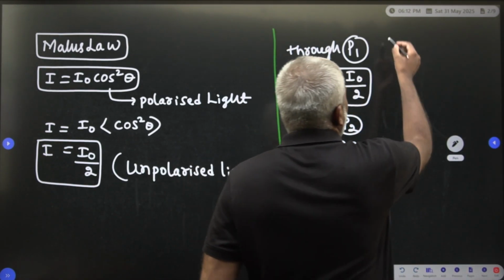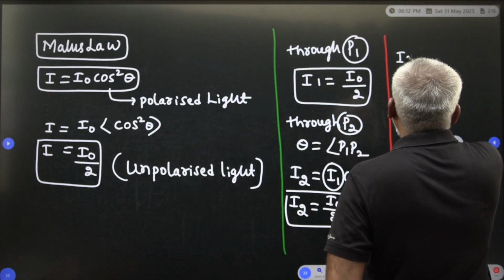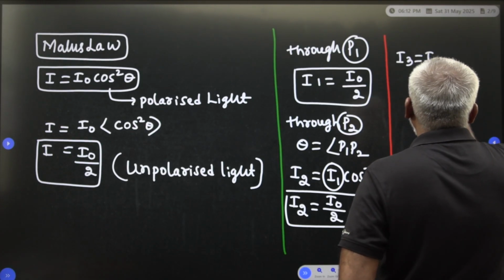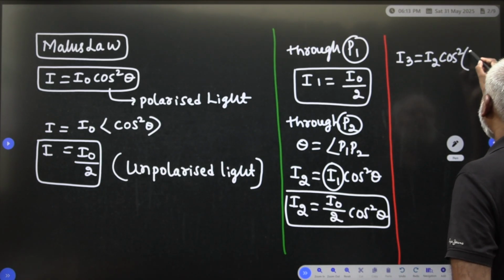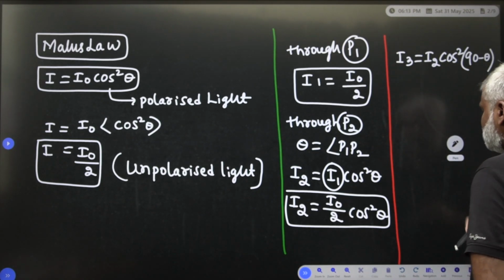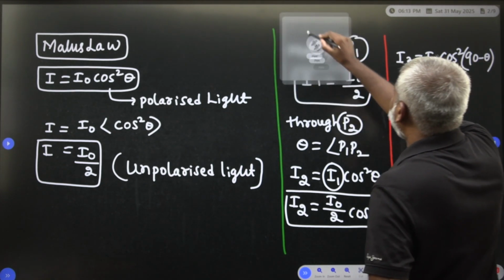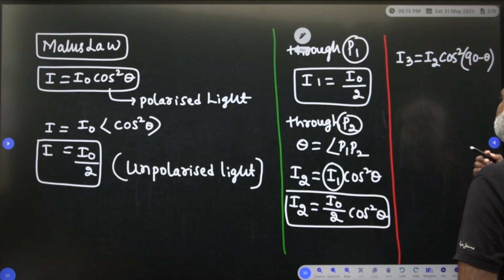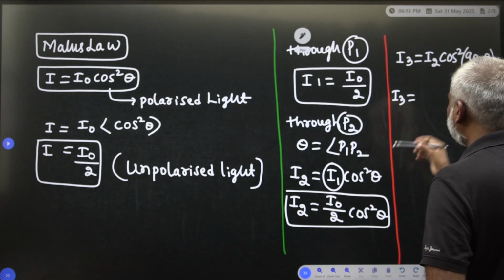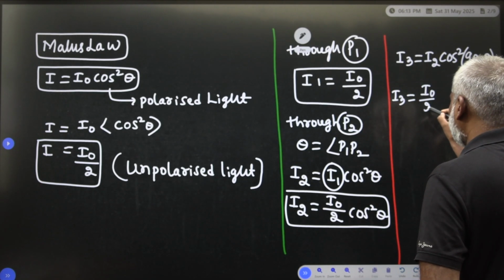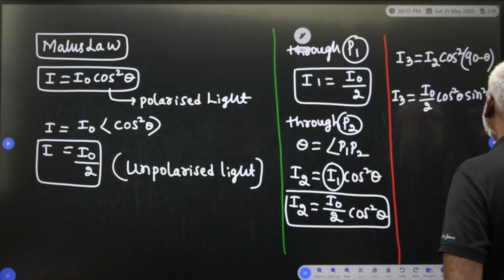So how we have to write here: I3 is equal to I2 into cos square of the angle. This is the incident I2, and the angle is 90 minus theta, because the pass axes are at 90 degrees. So that is why we take 90 minus theta. Now substitute: I2 is equal to I naught by 2 into cos square theta, and cos square 90 minus theta is equal to sin square theta.